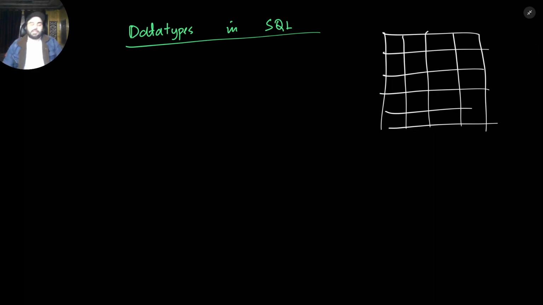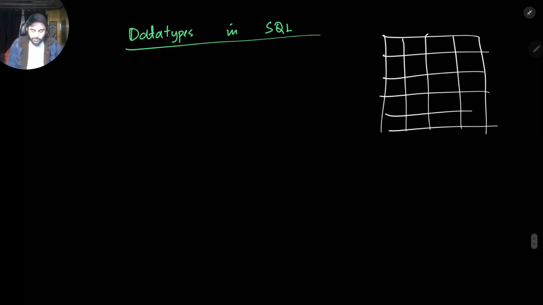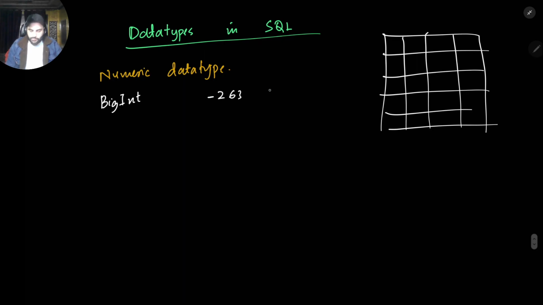As usual, we can have numeric data and textual data. In the numeric data types, what does SQL support? The first thing that SQL supports is what's called big int. Big int ranges from minus 2^63 to 2^63 minus 1. So if you want to specify an integer in this range, you can just define a big int.